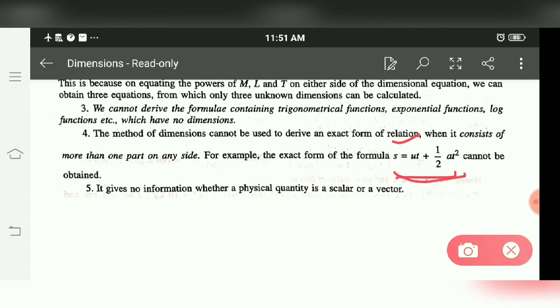It gives no information whether a physical quantity is a scalar or vector quantity, because from here we do not get any sign, so we do not come to know anything about whether it is a scalar or a vector quantity.